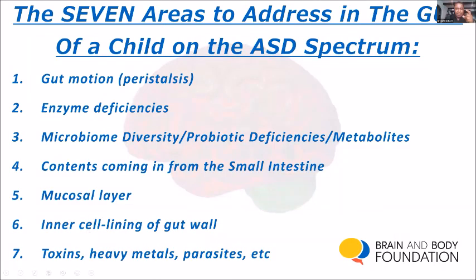There are 7 areas you want to address when it comes to the gut, especially with children who are on the autism spectrum. Today, we're going to be talking about number 3, the composition of the microbiome.